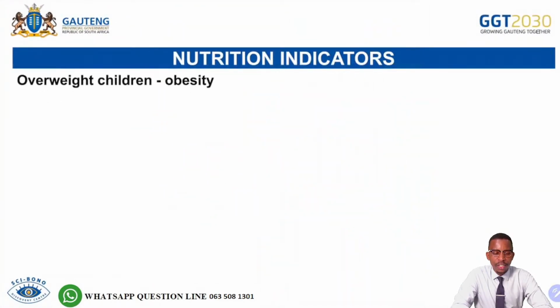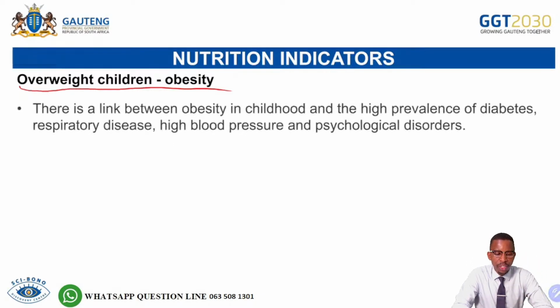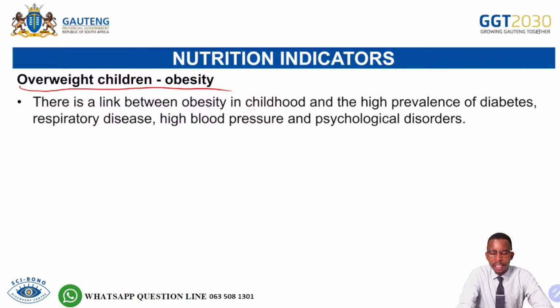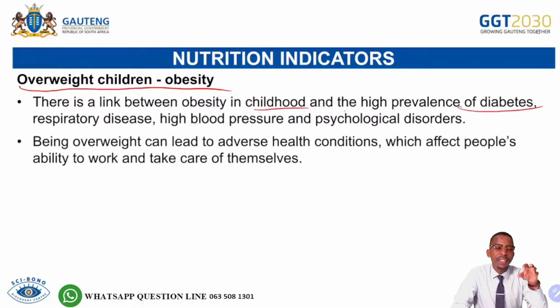So, overweight children or obesity. If we talk about obesity, we refer to children that are overweight compared to their age group. In this situation, there is a link between obesity in childhood and a high prevalence of diabetes, respiratory diseases, high blood pressure, and psychological disorders. So if children at an early age are faced with obesity, those children will find themselves affected negatively even in future, because illnesses such as diabetes will be attracted to them because of being overweight.